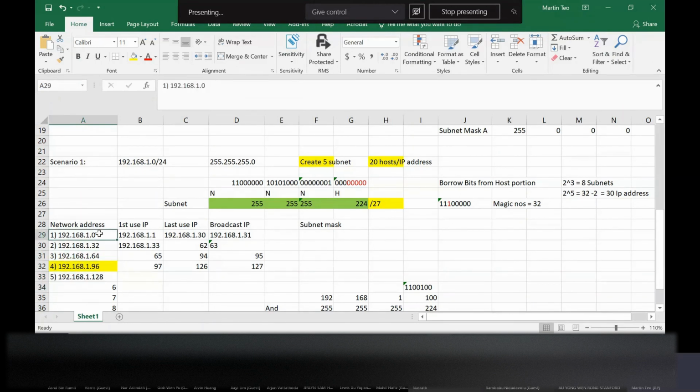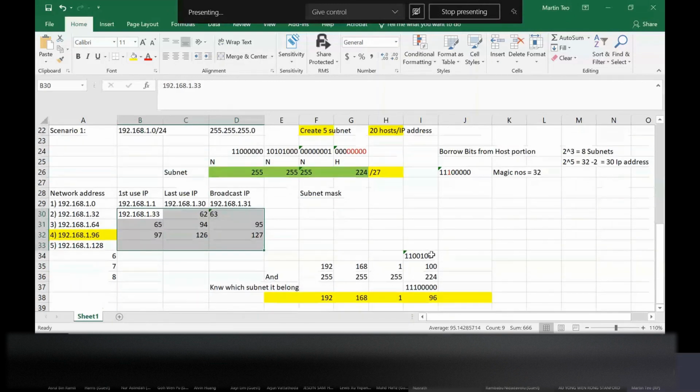Then from the network address, I can actually determine, since the second network is .1.32, the broadcast address of my first network will be .1.31. Then, of course, with 30 hosts, I have .1 to .30. I can just borrow this and format out the host and broadcast addresses for the whole 5 subnets.